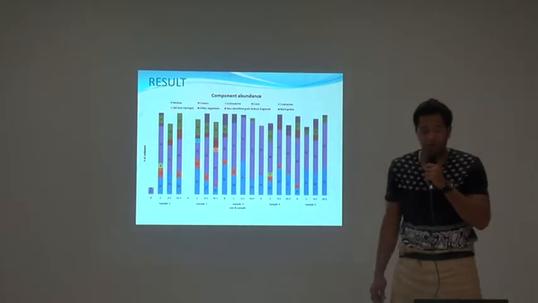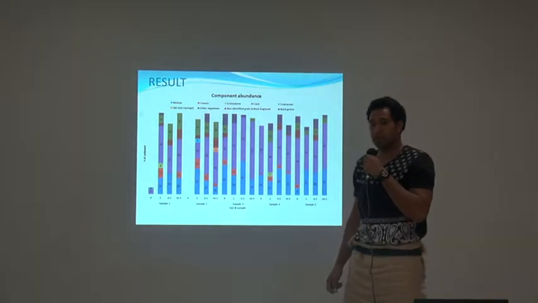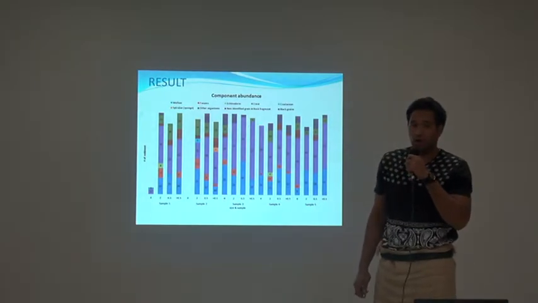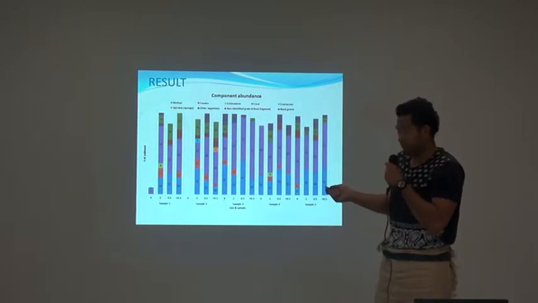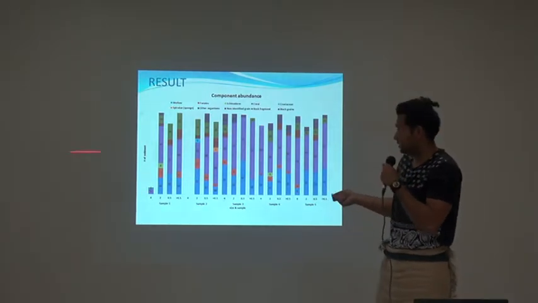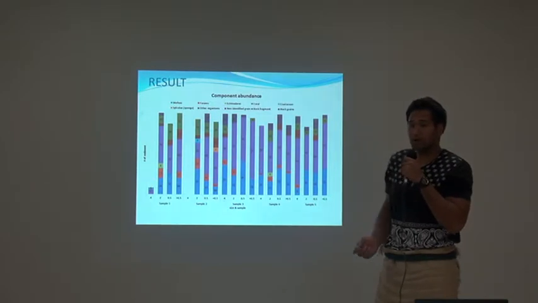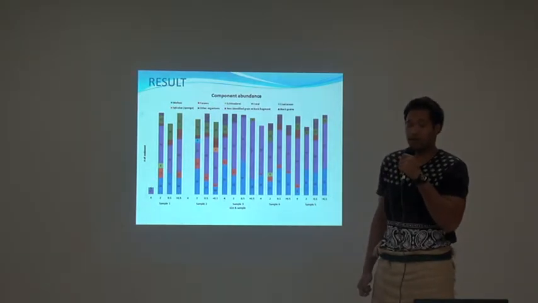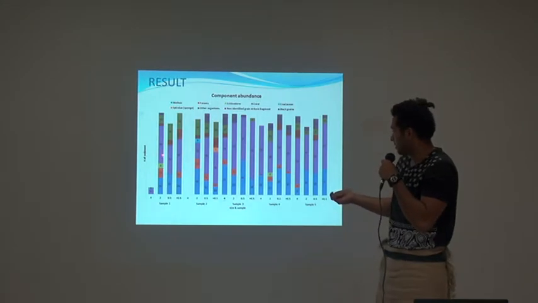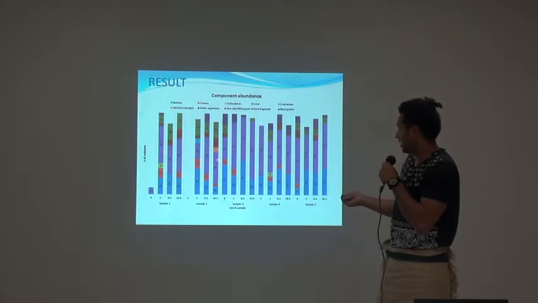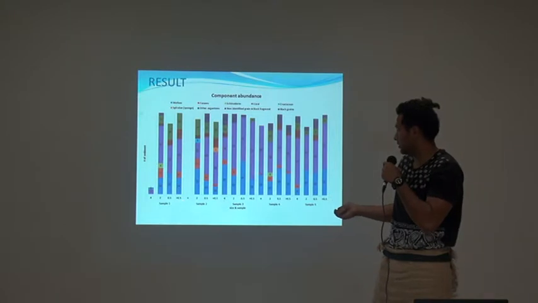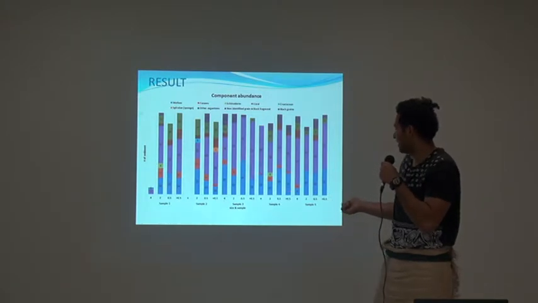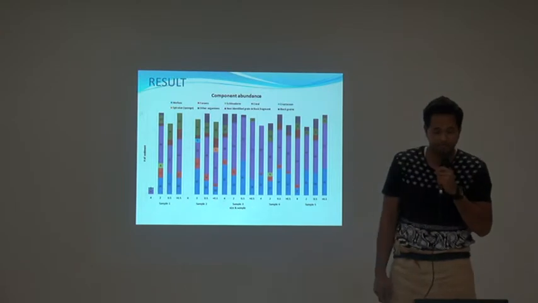This bar graph here tells us the abundance and composition of sediment that we have found in our samples. As you can see, each bar with different colors indicates a different sediment type. The violet color dominates all samples. This violet color represents that coral fragments dominate the samples, followed by mollusk and other sediment types.